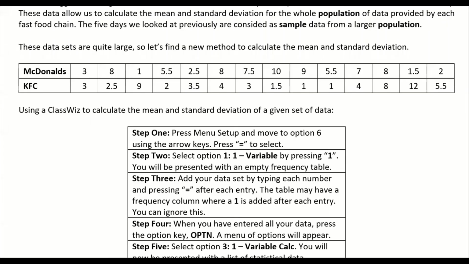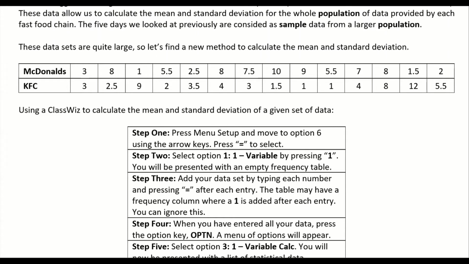Okay, so it turns out that the 5 days that we've just calculated are actually a sample from a larger population. What that means is a larger population of data. So what we need to do next is calculate means and standard deviations of these larger data sets. Now, you're probably thinking this is going to be an arduous, onerous task that you don't particularly want to do. Well, this is where we bring in the ClassWiz.